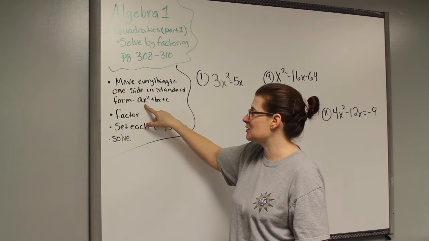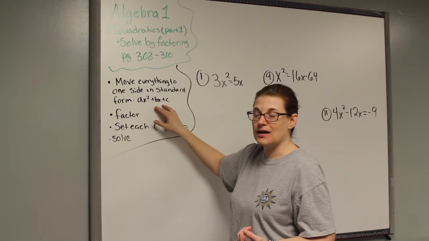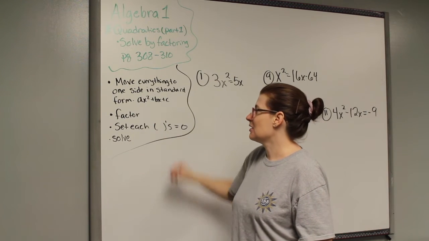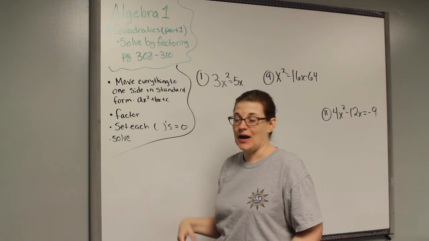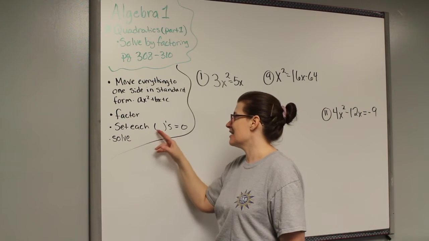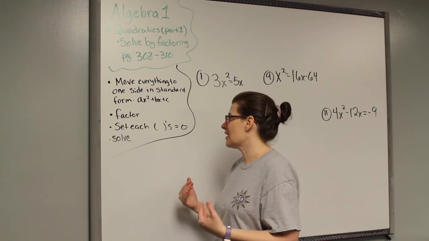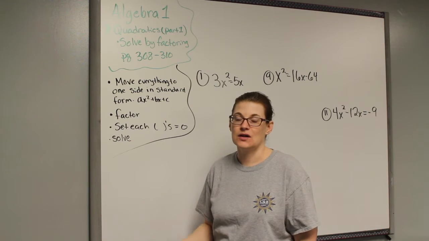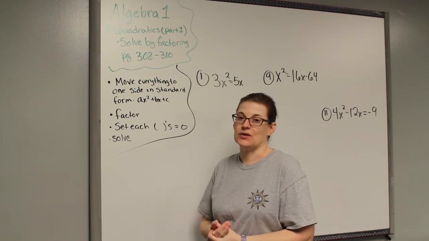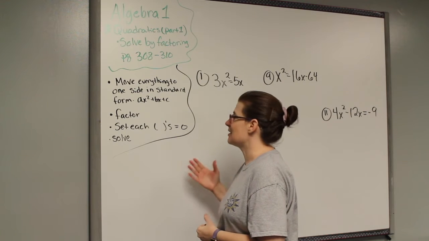c. That just means the x squared needs to be first, the x term, and then the regular number. Okay, factor it however we need to factor it, and then set each one of the parentheses that you get from factoring equal to 0 and solve. There's also a check, but we're not going to spend the time on the check right now. We're going to spend the time on the process.